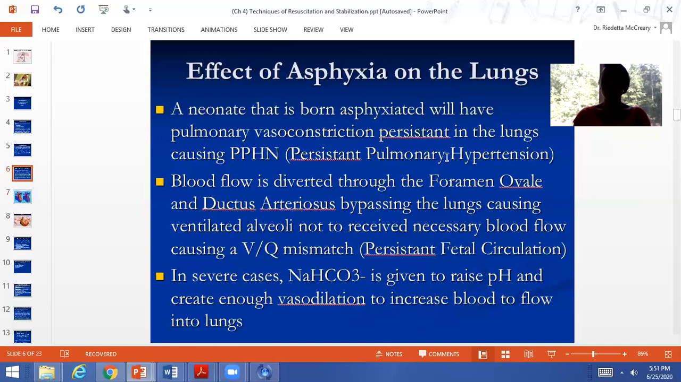Once we resolve that, we then need to cause these shunts to close, the foramen ovale and the ductus arteriosus, or patent ductus arteriosus at this point. We need to get those shunts to close in order to reverse the persistent fetal circulation.